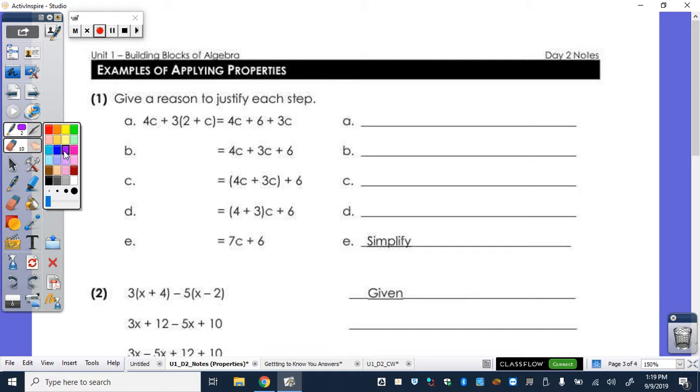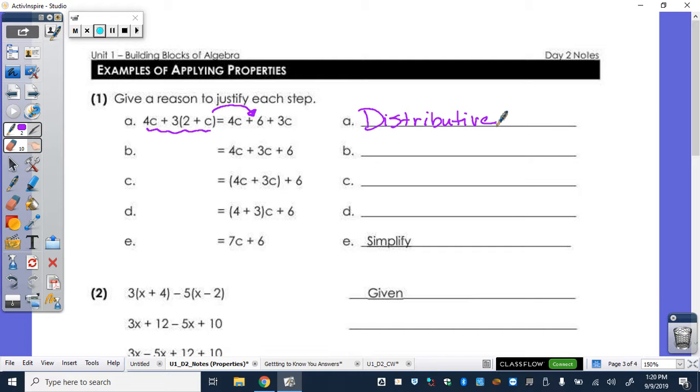All right, so in these kinds of problems, what we're doing is they've already done out all of the work to get from the start to the answer. We just have to identify what property allowed them to do what it is that they did. So starting with letter A, left side of the equal sign, what did they do to get over here to the right side? Distributive. They multiplied that 3 through the parentheses, so they did the distributive property there.